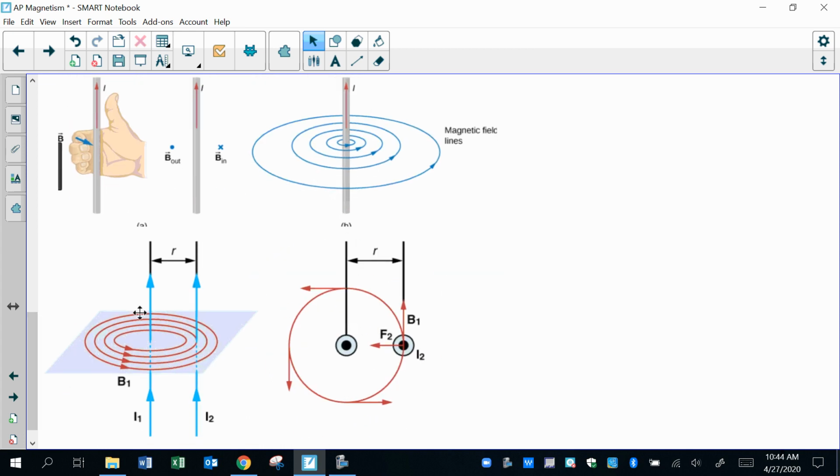Same thing here. So I've got my picture here. I can see where the dots and the X's are going to go based on this three-dimensional picture.